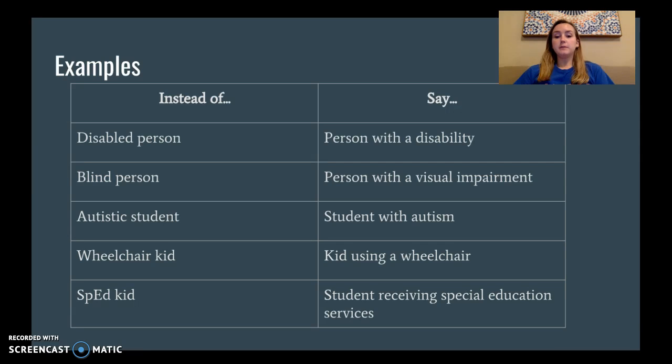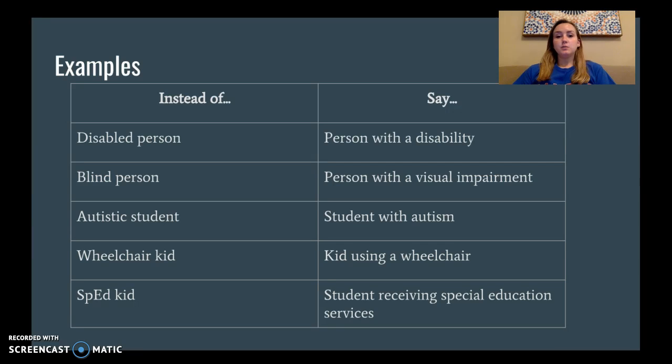Instead of saying a blind person, you're going to say a person with a visual impairment. Instead of an autistic student, you would say a student with autism. I included in here a wheelchair kid. I don't think that's normally a language that maybe teachers would use, but maybe from our students we might hear something like that. And instead you're going to switch it to a kid using a wheelchair. So that also brings up a good point that you can also start working on this with your students and kind of teaching them person-first language too.